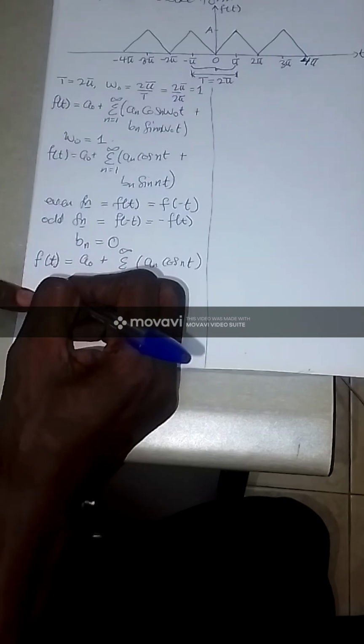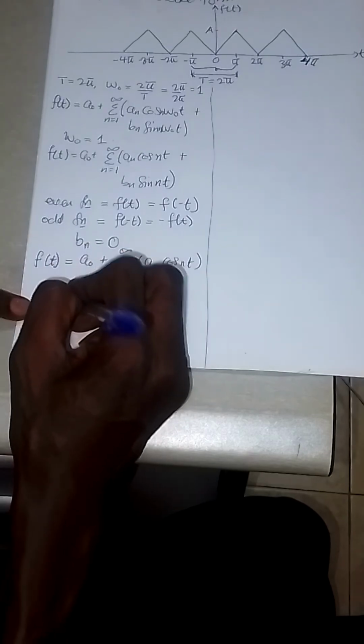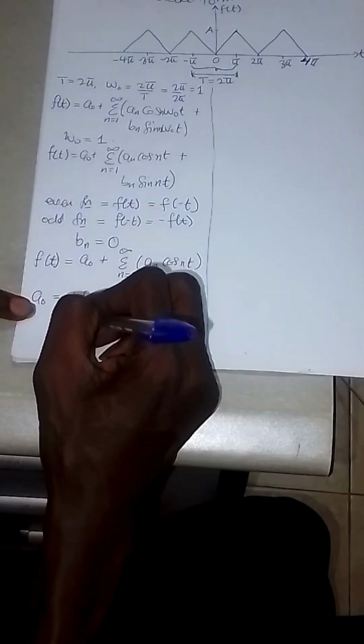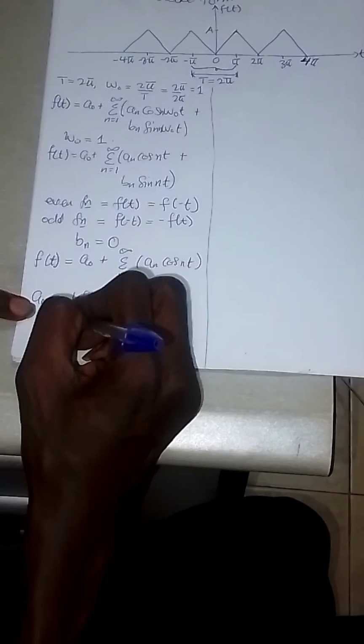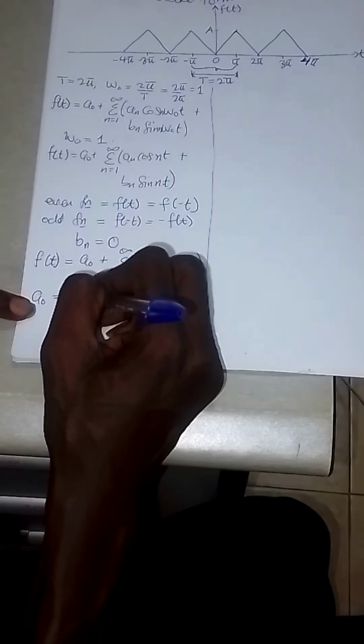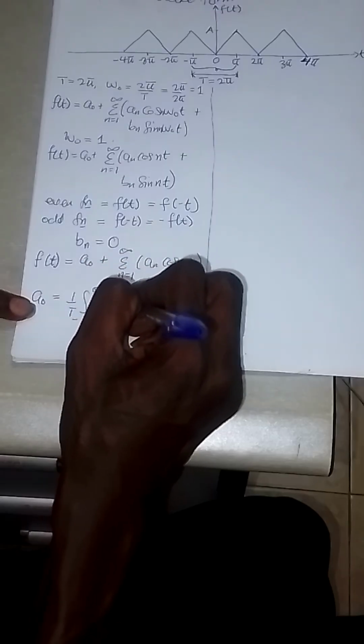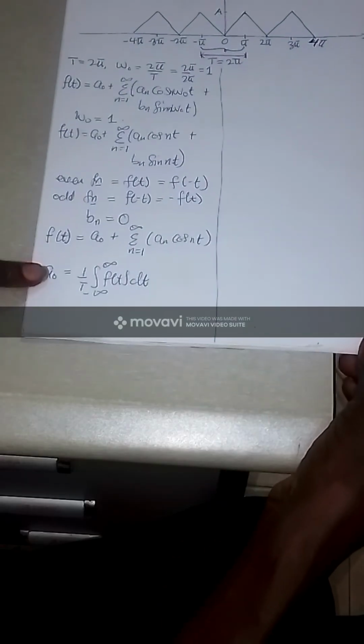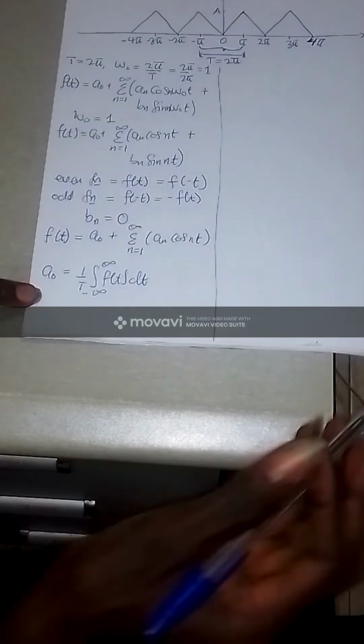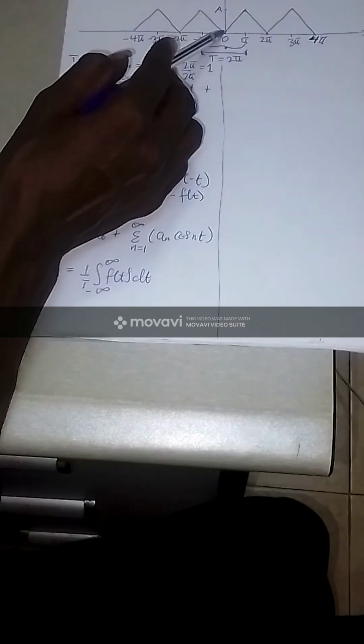So now A0 is equal to 1 over T into the integral from negative infinity to infinity of f of t dt. But we don't know f of t yet. So let's determine our f of t. We can know our f of t by the equation of these lines.